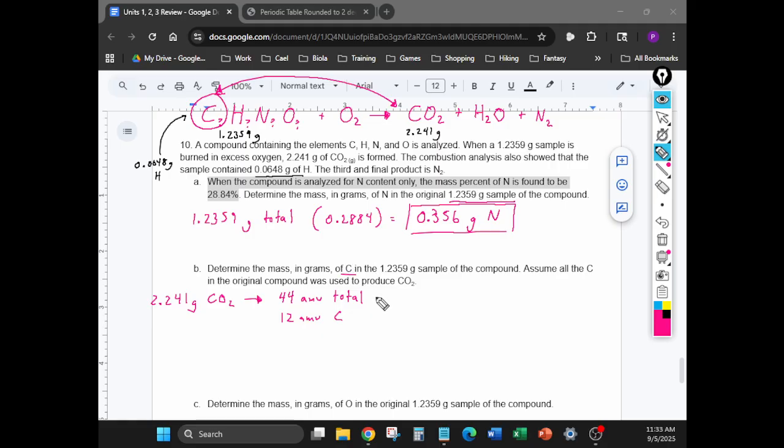And so what we can do is use these two values and the percentage formula to figure out what percentage of CO2 is carbon. And that's the trick here. Pretty simple. You take the 12 AMU, divide it by the total, and that's going to give us our percentage.